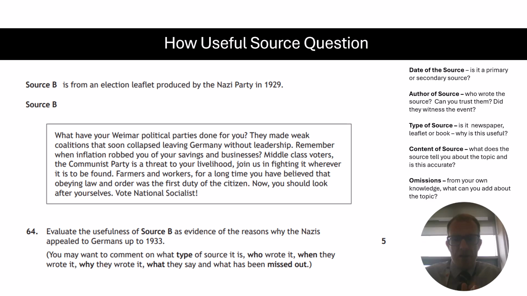So in the how useful question, at the bottom of it in the exam, it will always give you suggestions about what to think about: the type of source, who wrote the source, when they wrote it, why they wrote it, and what they said, and what they missed out. So on the next slide, I'll take you through an example of how to do this actual primary source how useful question.